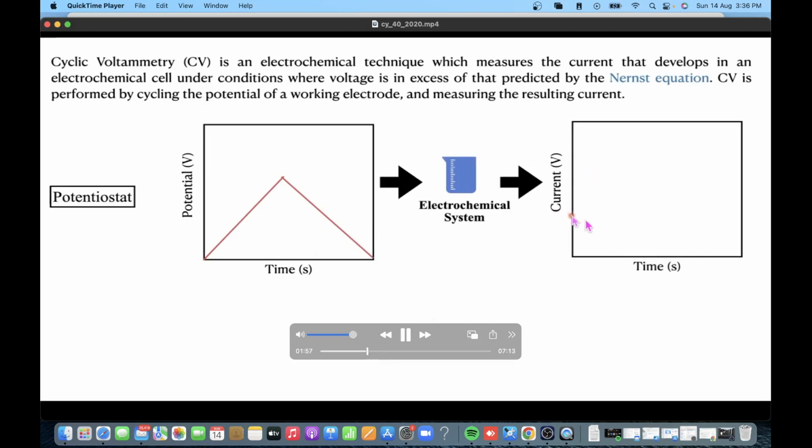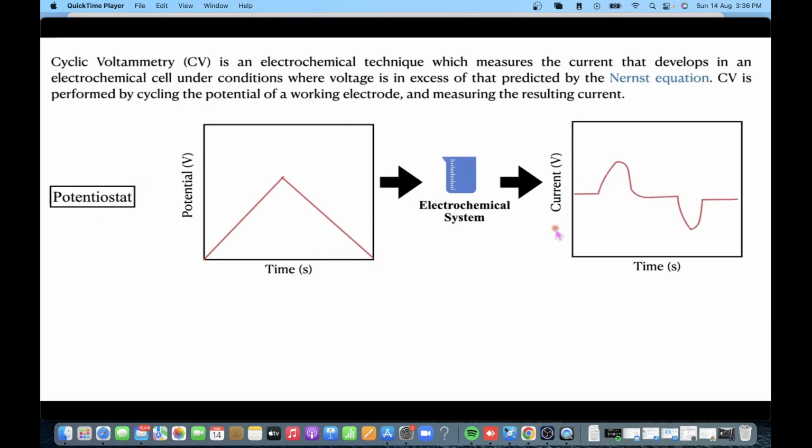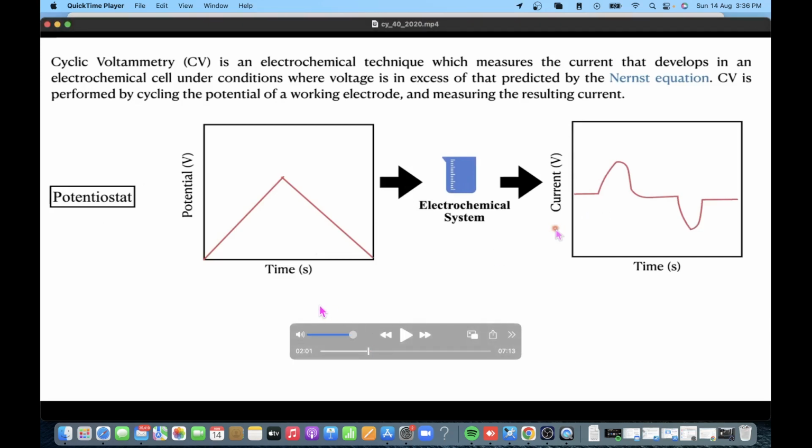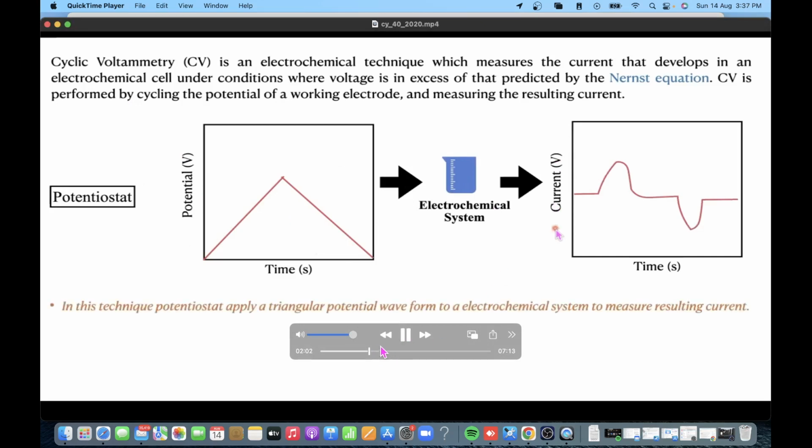So the current is measured versus time at first, but this is not what we see in cyclic voltammetry. What we see in cyclic voltammetry is current versus potential. In this technique, we apply a triangular potential waveform to our electrochemical system, as I have said already, and then we measure the resulting current.